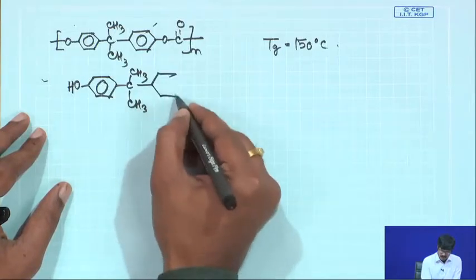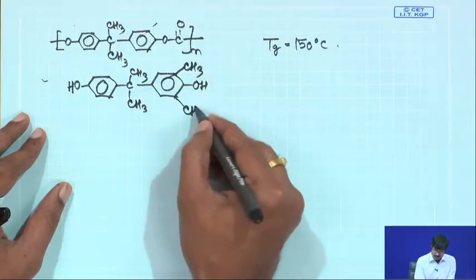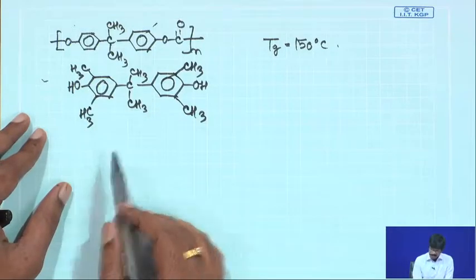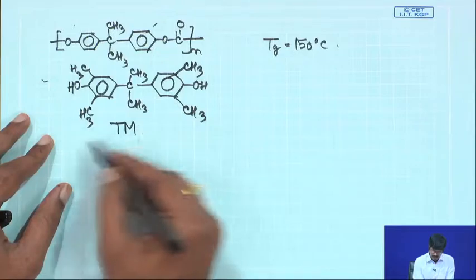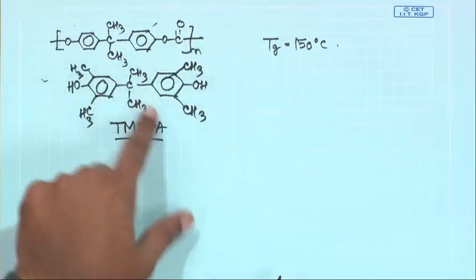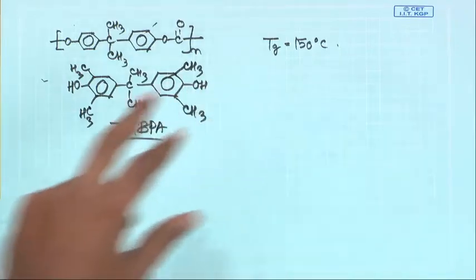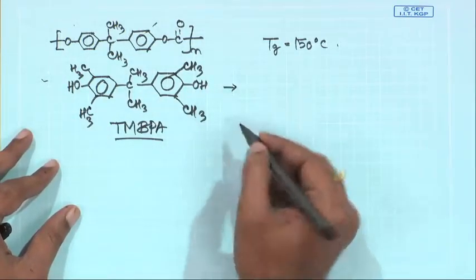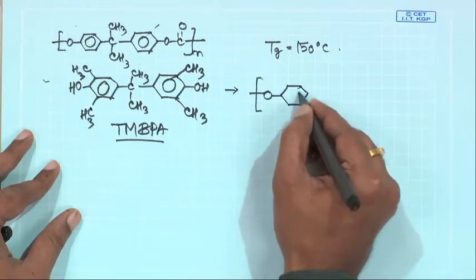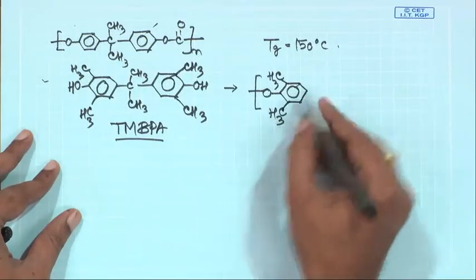So, this is your bisphenol A, and you substitute with 4 methyl groups. So, this will be tetramethyl bisphenol A, or I am just writing this down as TMBPA. So, if you react this tetramethyl substituted bisphenol A with your carbonyl chloride, then what will you get? You will get a polymer, a polycarbonate which has this structure, just this structure, and you will have these methyl groups present.